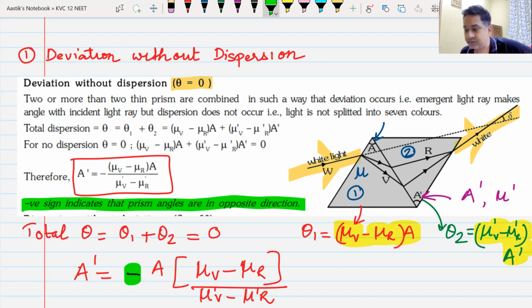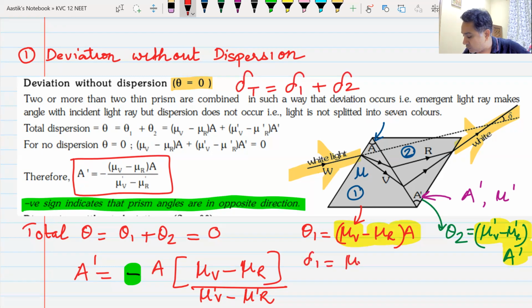This type of combination of prism is known as deviation without dispersion. Do we understand this? Yes, sir. In this case, the total deviation will be the deviation of number 1 plus the deviation of number 2. You can find the deviation of number 1 by mu yellow minus 1 times A. Do we understand this? Yes, sir.